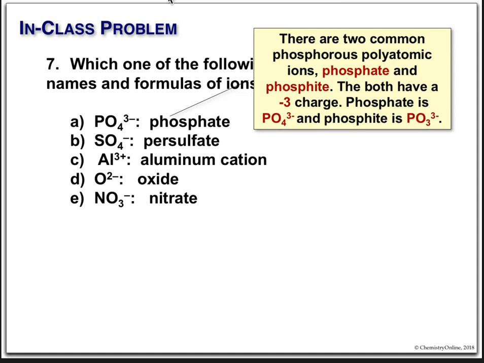PO4 3- is phosphate. In the phosphate group, our two major players are phosphate and phosphite. They're both -3. This is the parent. Take one oxygen away, we get phosphite with the same charge. So this looks okay to me.